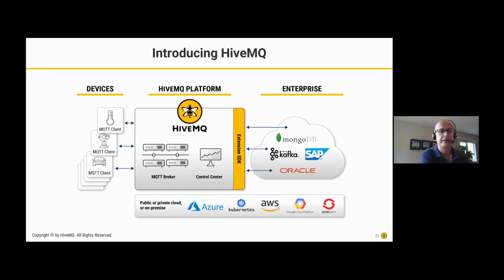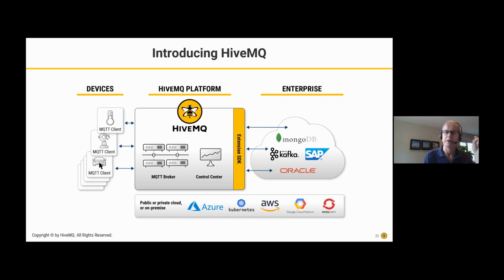So on the left-hand side, the devices will connect to the broker. These would be the MQTT clients, or in the case of the Unified Namespace, it could be the HighByte Intelligent Gateway. And then we also have the ability to integrate into enterprise services with an enterprise SDK. We run on a wide variety of platforms. You could host it yourself. You could host it on AWS. You could host it on Azure. We actually also have a managed service ourselves, or managed cloud service.